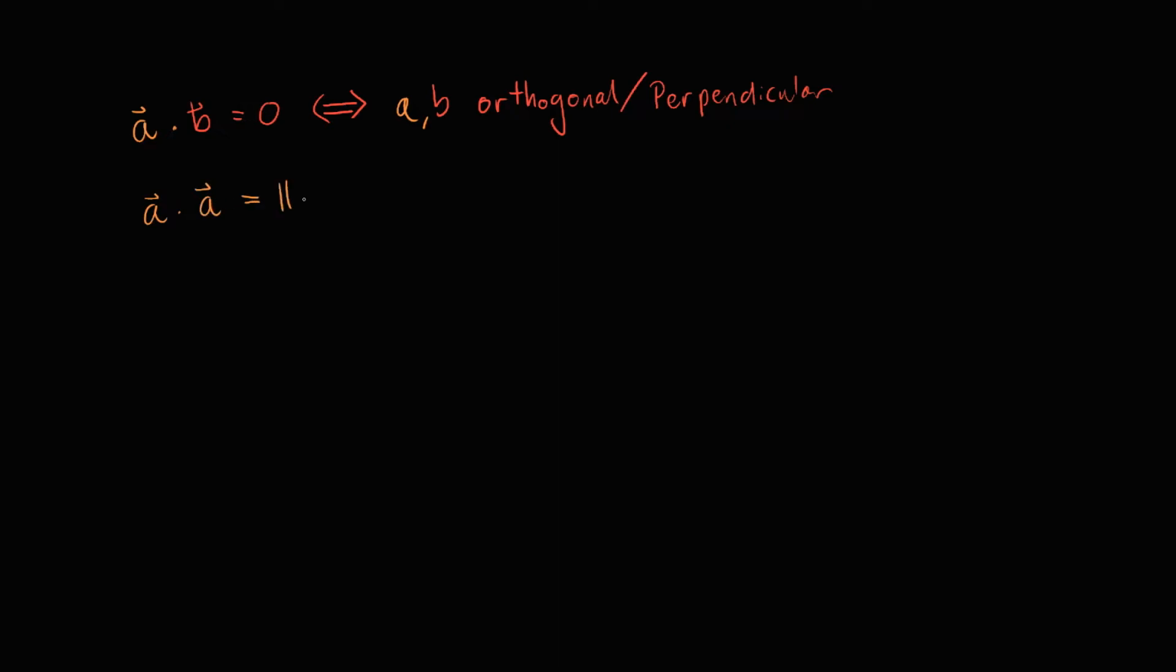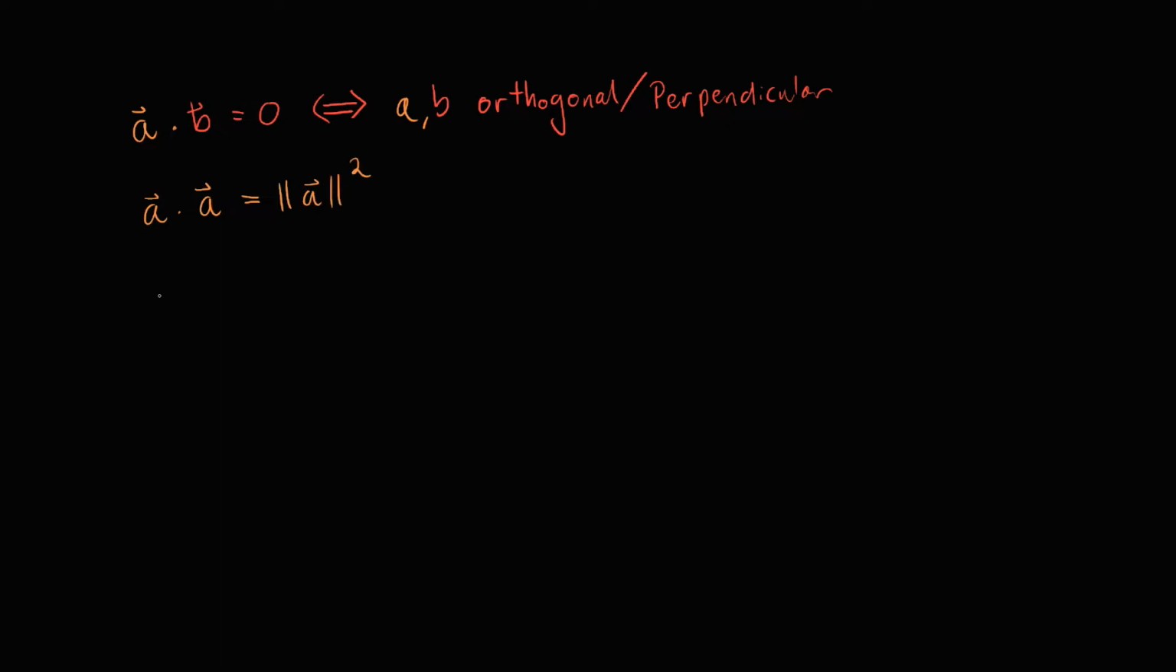Now this first one we've actually talked a little bit about, but it's such an important point that I'm going to re-emphasize it here. If you take the vector a and dot it with the vector b, and the result is 0, that is equivalent to saying that a and b are orthogonal, or perpendicular. Another important thing to note is that if you take a vector and dot it with itself, you're going to get the magnitude of that vector squared.